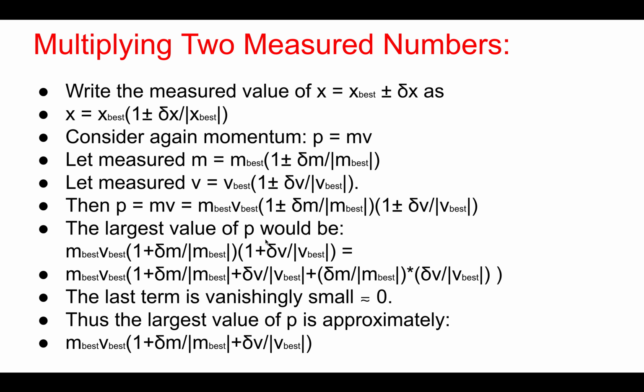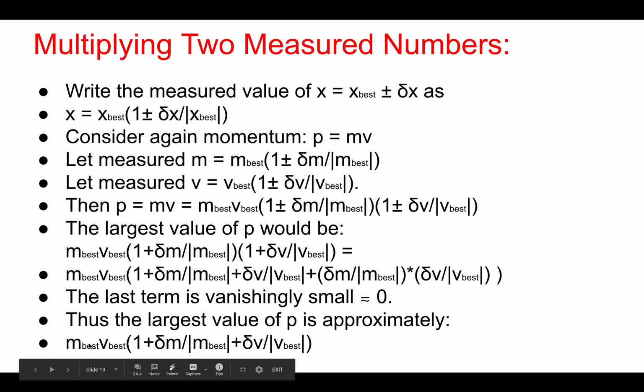So let's just look at the largest possible value for now, the plus sign. We expand this out and distribute the terms, but one term, this term times this term, is a very small value, so we throw it away. Thus we end up with the momentum being m best, v best, times 1 plus this.